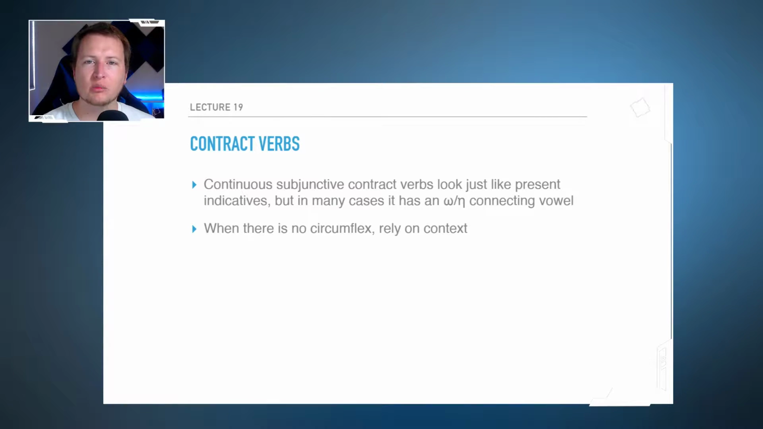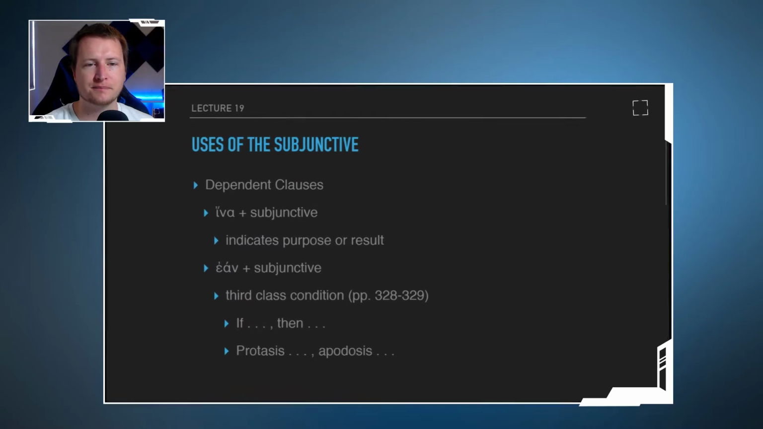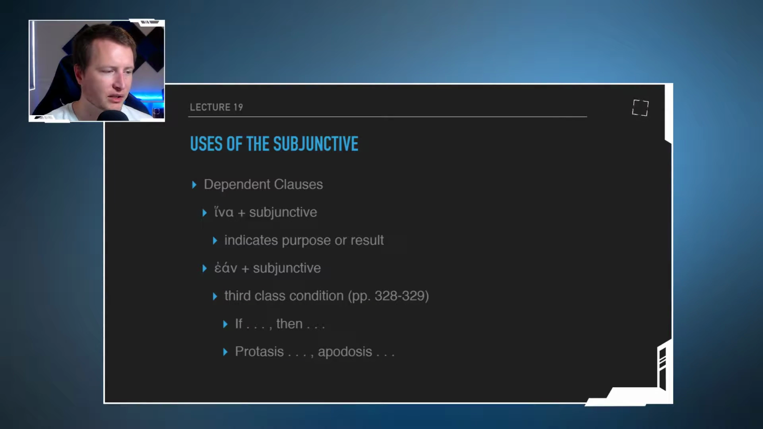But otherwise, all the same rules apply for the contract verbs that we've been learning, so there's really no difference there. You just got to be attuned to the accents. All right, so this is where it gets interesting. How do you use the subjunctive? We've just spent several minutes going through how you recognize the subjunctive, but what is it used for? How do you translate it?